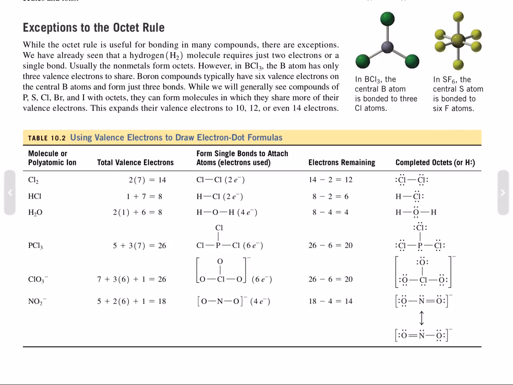Nitrite ion: 5 for the nitrogen, 2 sixes for the oxygens, plus the 1 for the ion is 18. So you have a central nitrogen with two oxygens. That's 2 bonds, 4 from 18 is 14. So that's 3 lone pairs on one oxygen, 1 on the nitrogen, and 2 on the oxygen with a double bond. And that's resonance with the oxygen on the other side.